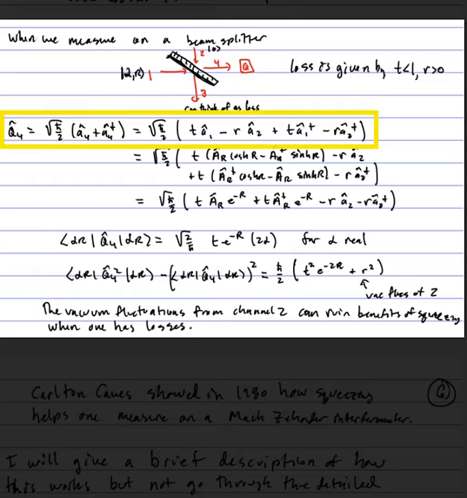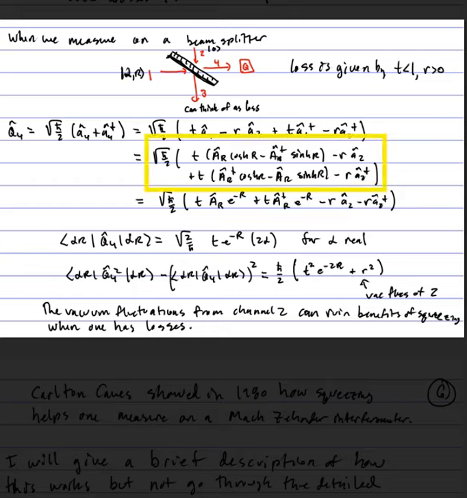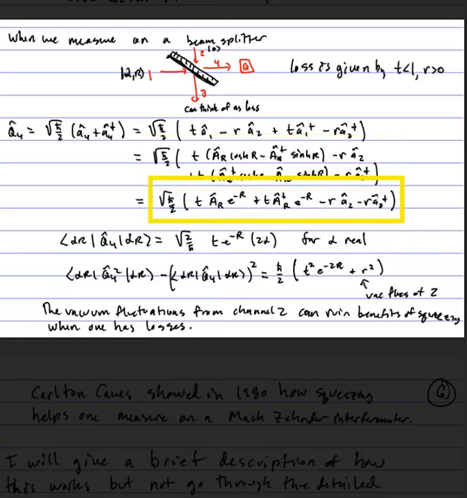The Q4 quadrature operator is just the square root of h bar over 2 times (A4 plus A4 dagger). I have to convert that into the little a's of the input state. So that's t a1 minus r a2 plus t a1 dagger minus r a2 dagger. I have to convert the a1 and a1 dagger into the big A operators. We've seen that's an easy thing to do. I just substitute that in, and now I get a final result that is square root of h bar over 2 times (t A e to the minus r plus t A dagger e to the minus r minus little r a2 minus little r a2 dagger).